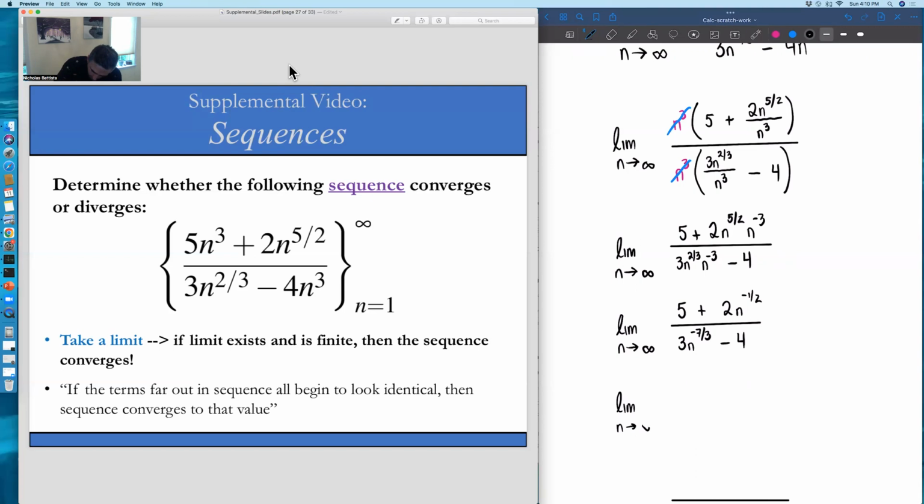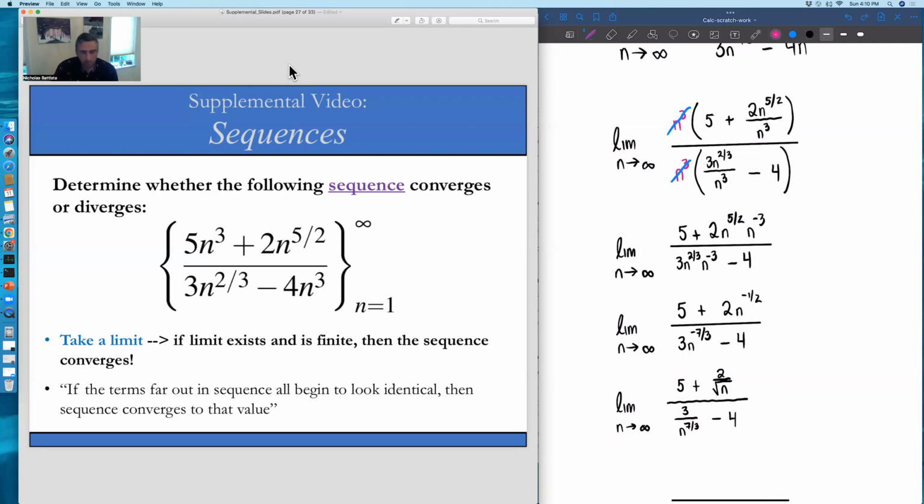Now whenever I'm dealing with negative exponents, particularly in limits, I always like making that term into a fraction. So in the numerator, we can write this as 5 plus 2 over the square root of n, taking that n downstairs because we have the minus power. And in the denominator, we can write this as 3 over n to the 7/3, minus 4.